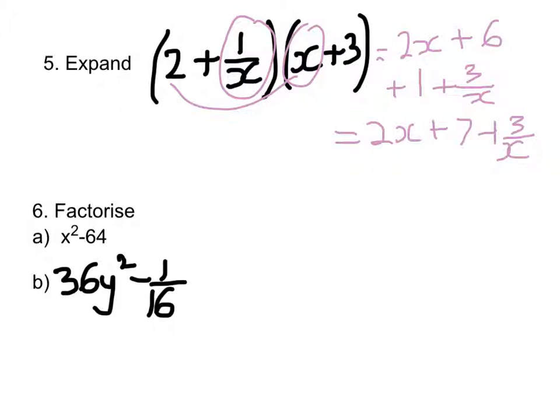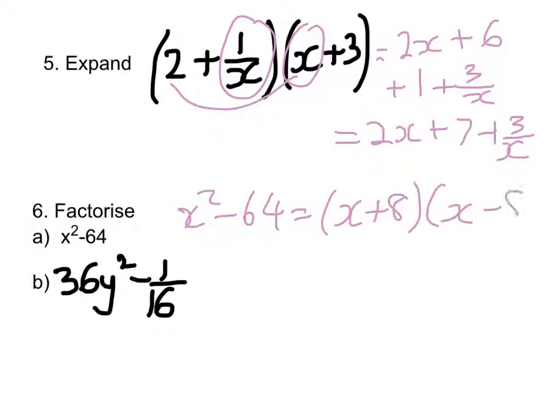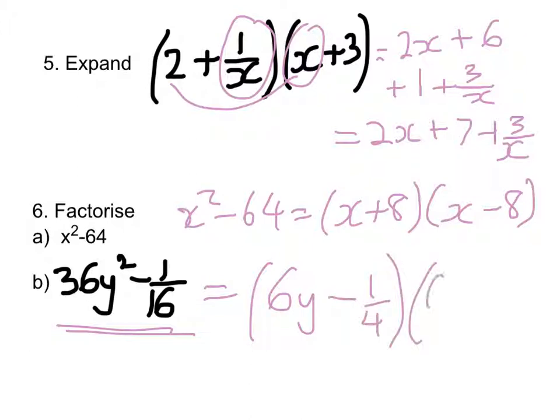Now the first one is just to get your heads back into spotting the difference of two squares pattern, so very easy, 6a x squared minus 64 is (x plus 8)(x minus 8). So always be on the lookout for this pattern. And then we've got it coming up again here. So this one, we're going to have 4, whoops, we're not going to have 4, we are going to have (6y minus 1/4)(6y plus 1/4).